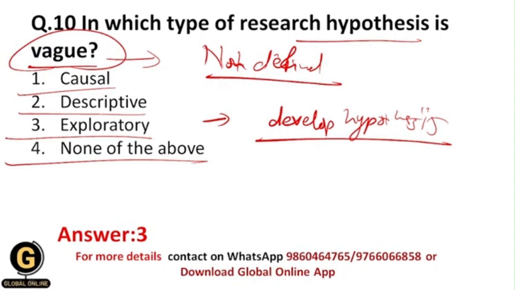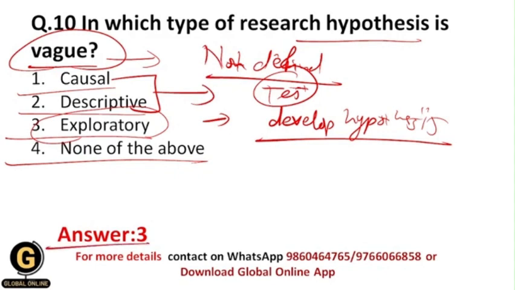Okay, and in the causal and descriptive research types, the hypothesis is clearly defined, so that we are going to test the hypothesis over here. But in the exploratory research design, we don't test the hypothesis, we only develop it. Okay, because it is not clear, and that's why the correct answer over here is 3.